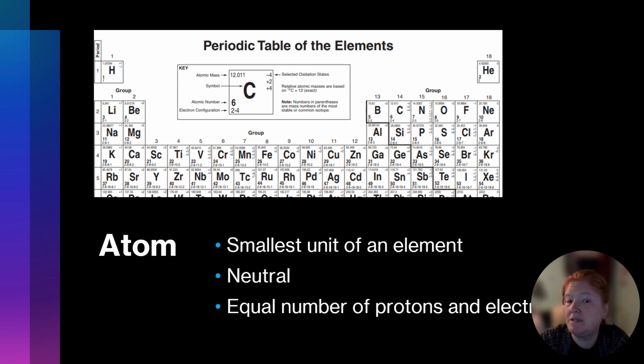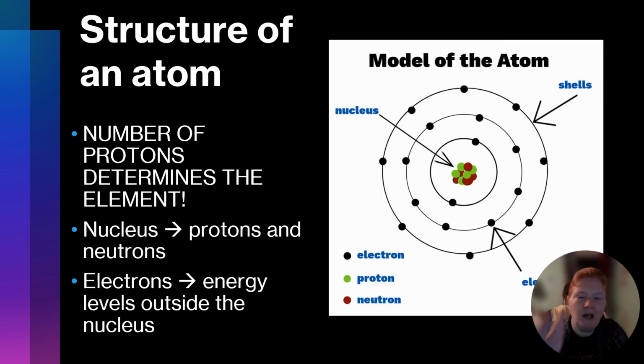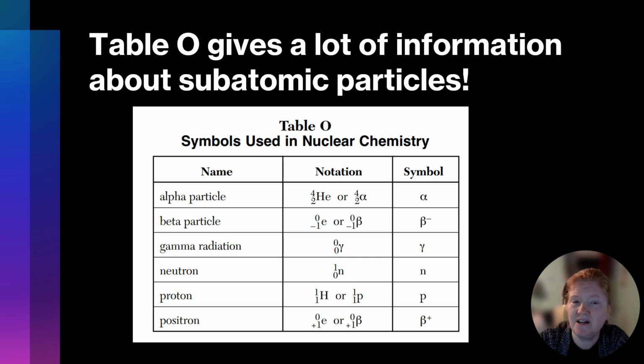An atom is the smallest unit of an element. It's neutral, so it has an equal number of protons and electrons. We've talked about the structure of an atom before. The number of protons determines the element. Remember when we did the simulation, when we change the protons, the element changes. The nucleus contains protons and neutrons, and electrons are located outside the nucleus, in shapes called orbitals, in the electron shells. All right, so table O actually does give a lot of information about subatomic particles.